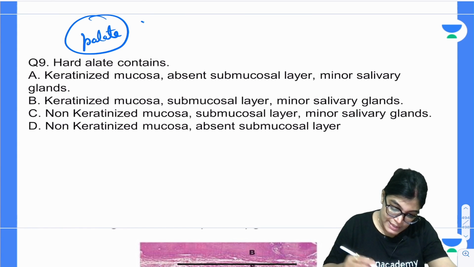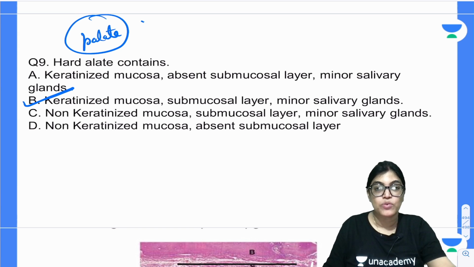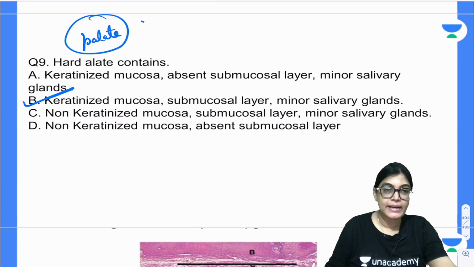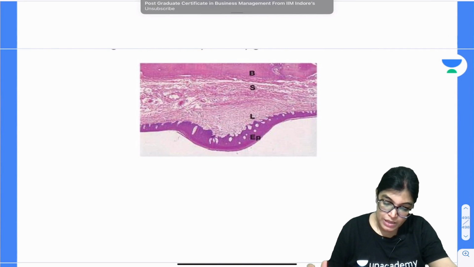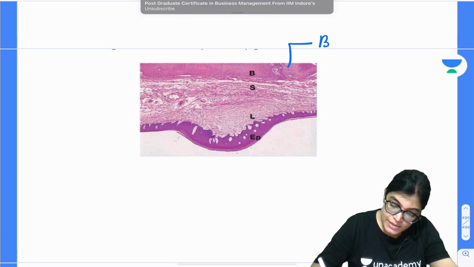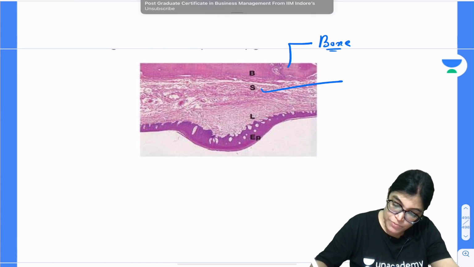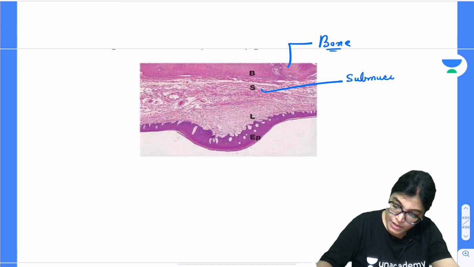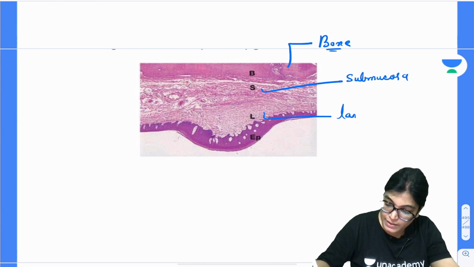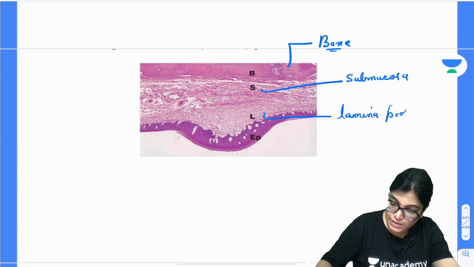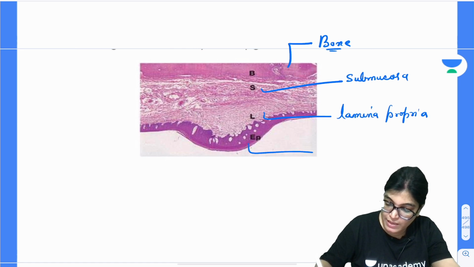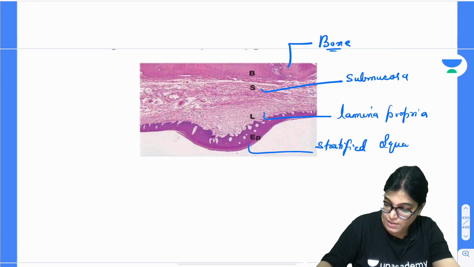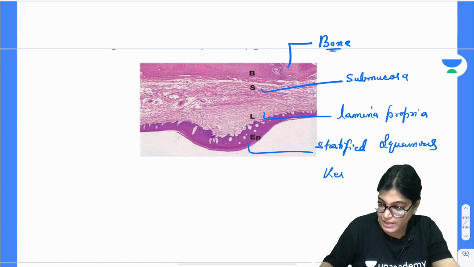The correct answer is keratinized mucosa, submucosal layer, minor salivary gland. This is the correct answer. So we got B as the correct answer. Here you can see this is the bone part, this is submucosal layer, this is the lamina propria layer, and this is the epithelium. Epithelium is stratified squamous keratinized epithelium.